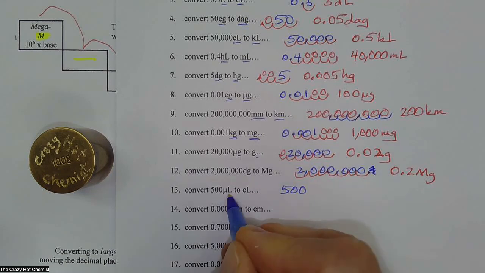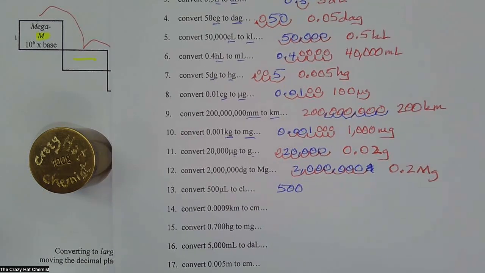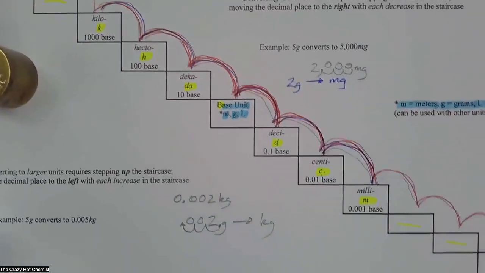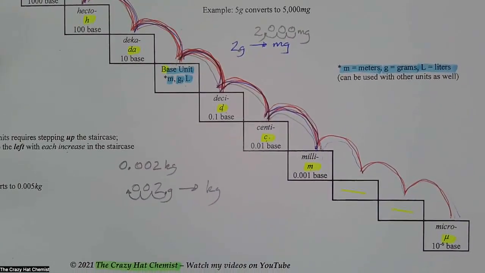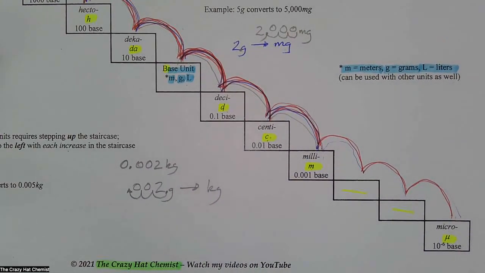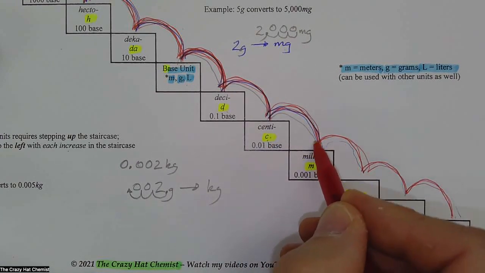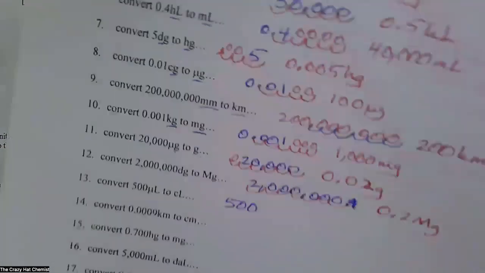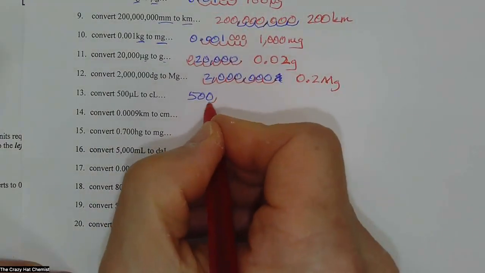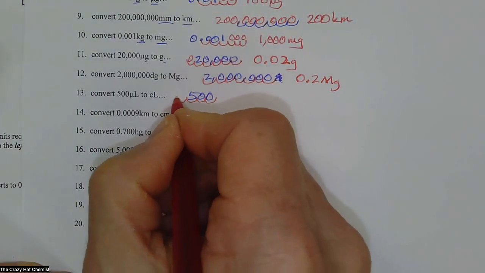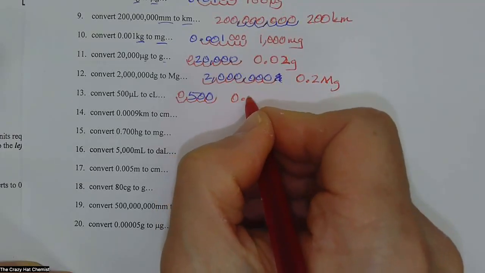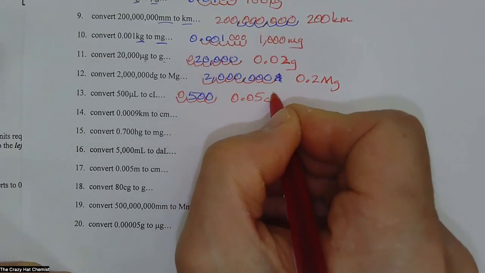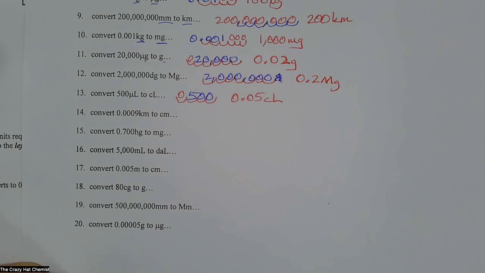500 microliters into centiliters. So we're going to be at the other end on this one. We're at micro to centi. There's micro, there's centi. So we're going to go 1, 2, 3, 4 to the right. So 0.05 centiliters. Okay, perfect.